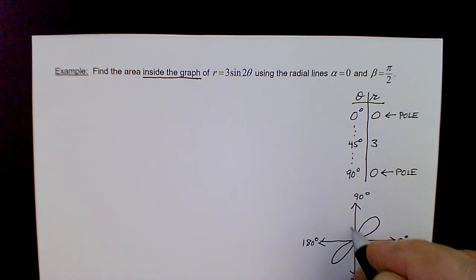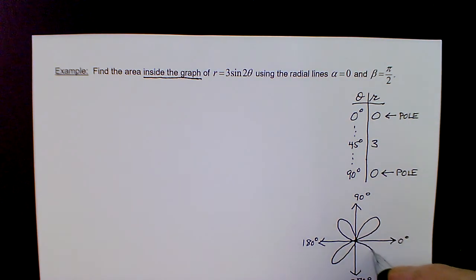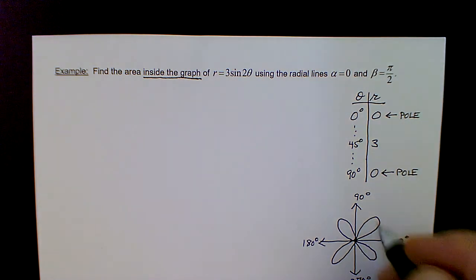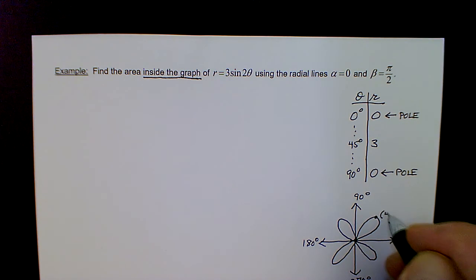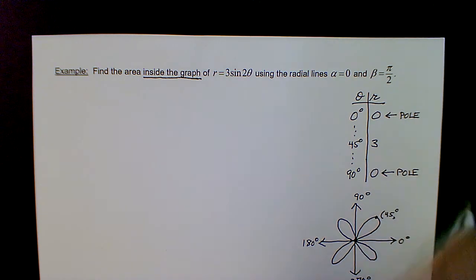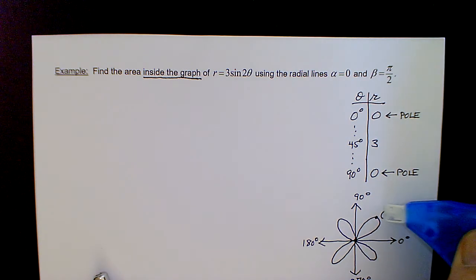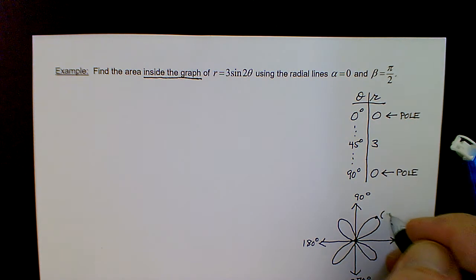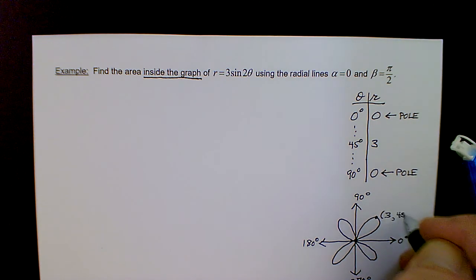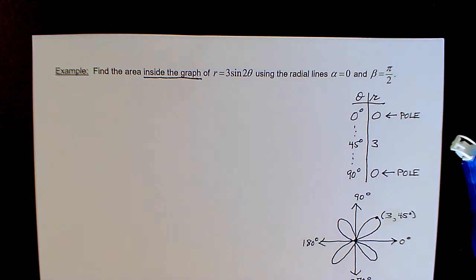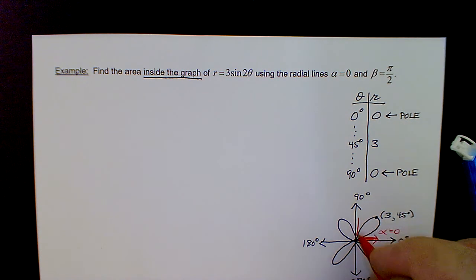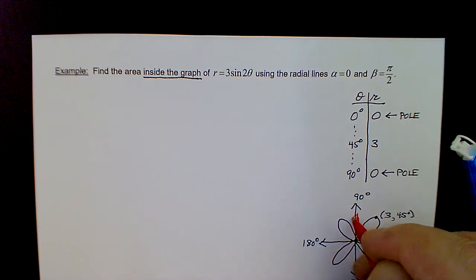It's a rose curve, just like the one we had graphed formally. And this is actually the point pi over 4, 45 degrees. Let's see, r and theta, excuse me. So r comes first. And 45 degrees. And these are the radial lines. Alpha equaling 0 and beta equaling pi over 2 again.